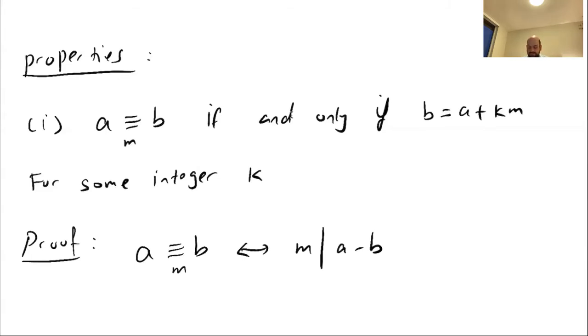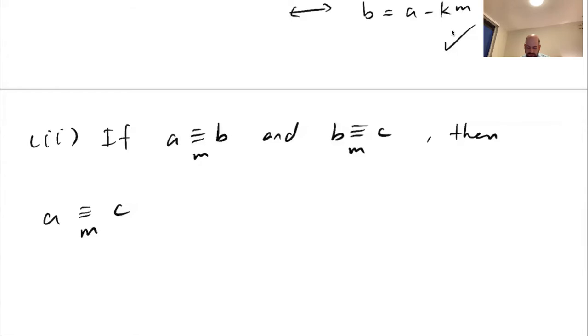Okay, next property. Second, if A is congruent B modulo M and B is congruent C modulo M, then A is congruent C modulo M. So transitive property: A is in relation with B, B in relation with C, then A is in relation with C. So how can I prove this? So let's see the proof.